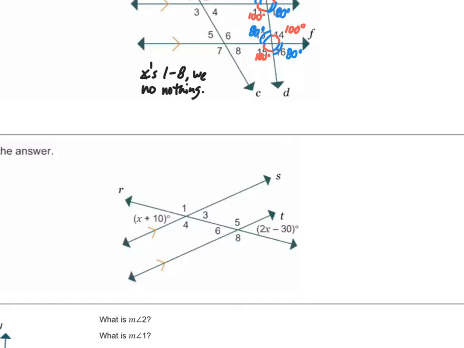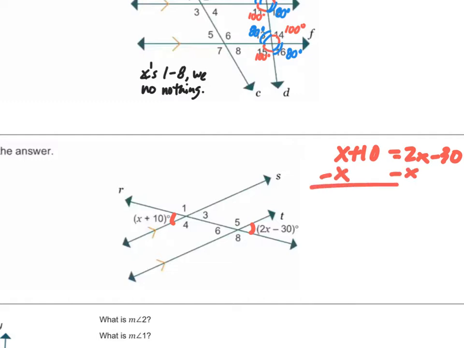I've got to solve for x in order to figure out what those angles are. What I know about these two angles is that they are alternate exterior angles, and that they're congruent. So I'm going to come in here and draw those little marks. I can set up the equation because those two angles are congruent. I can write that x plus 10 is equal to 2x minus 30, and I can solve this for x.